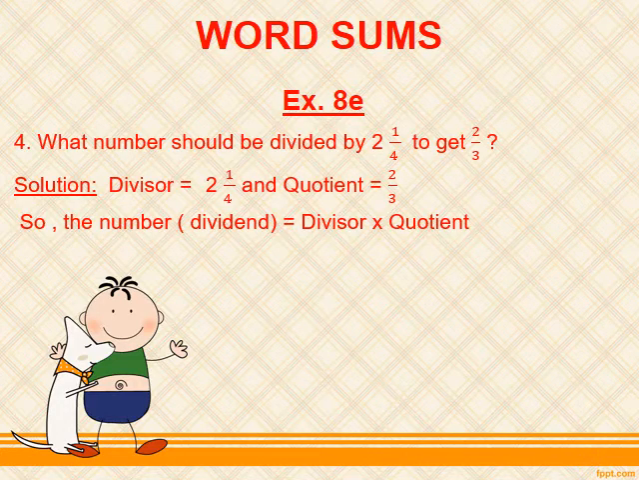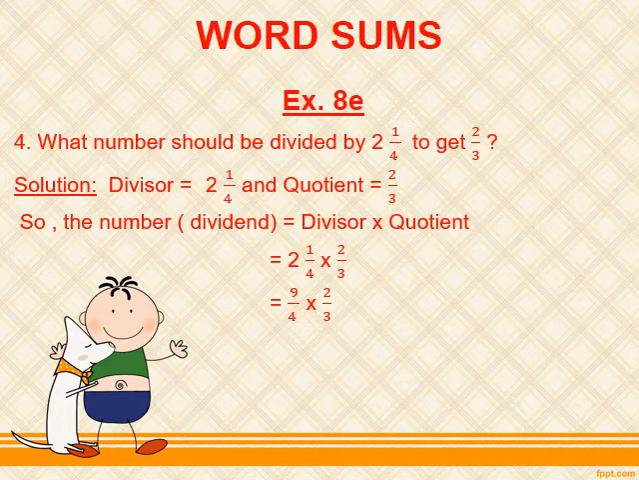Therefore, 2 1 by 4 multiplied by 2 by 3. Now 2 1 by 4 is a mixed fraction, so first we have to change it into an improper fraction. So 2 1 by 4 becomes 9 by 4. And now we write 9 by 4 multiplied by 2 by 3.